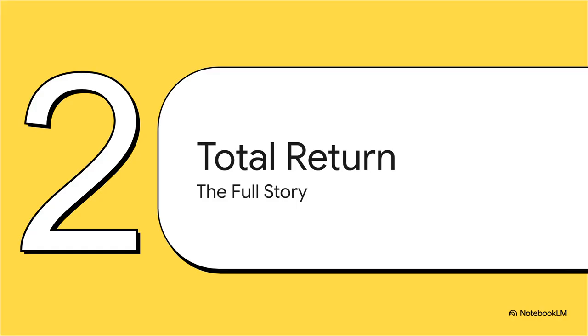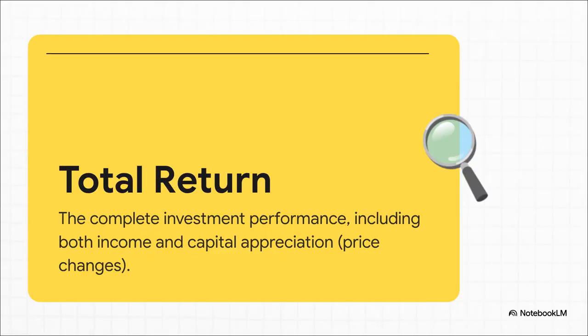Okay, so yield is the fruit, but what about the tree itself? Is it actually growing? Is it getting bigger and healthier? Well, that brings us right to our second metric, total return. This, my friends, tells the full story. Not just the fruit you picked, but the growth of the entire tree. Total return gives you that complete, panoramic view. It measures the entire performance by combining the income you got with any change in the investment's price, which has a fancy name, capital appreciation. This is the whole shebang.